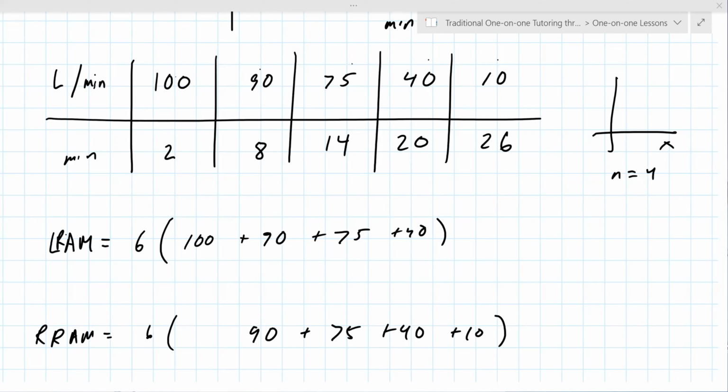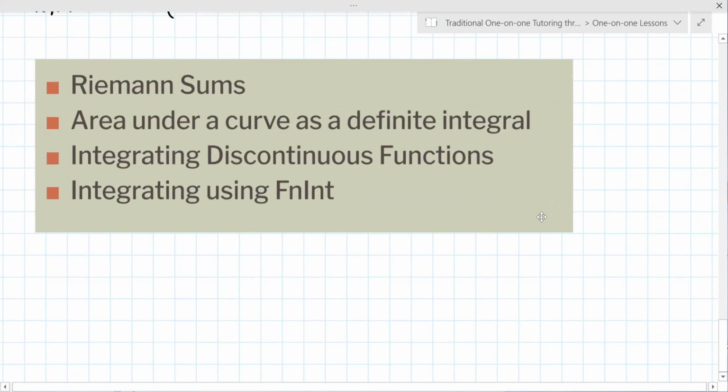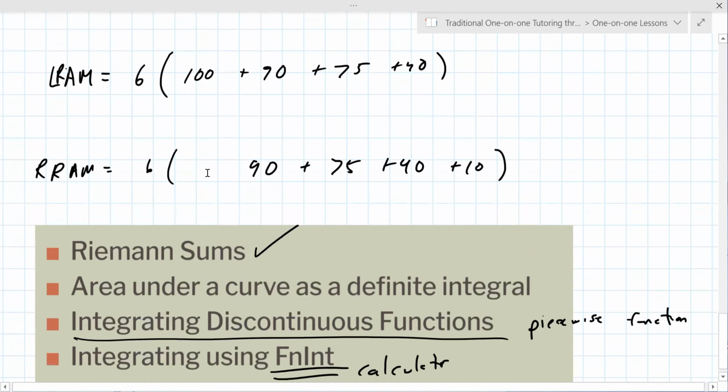Slide 4, let me just snip this in. Okay, slide 4 says Riemann sums, which is kind of what we just did. Area under a curve is a definite integral. Integrating discontinuous functions, that could be something your instructor might do, like a piecewise function. And then this is your calculator. Wait, the Riemann sums are the ones like the LRAM, RRAM, MRAM. Oh, okay.